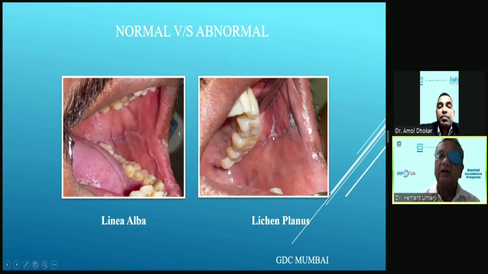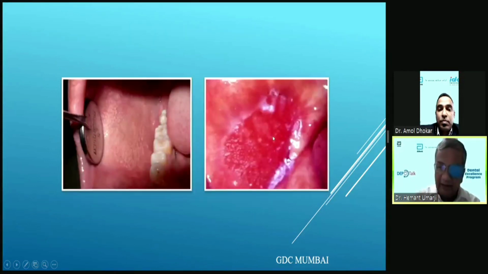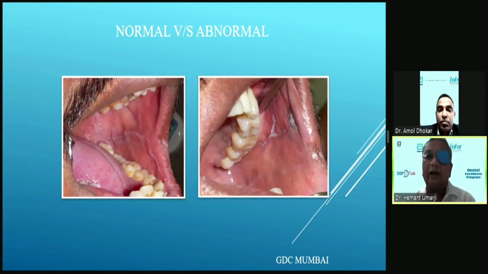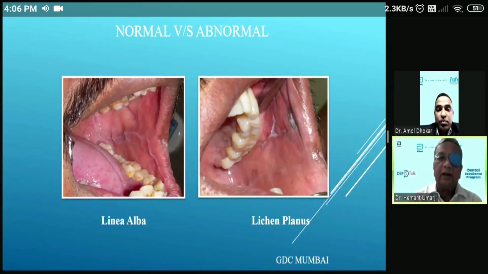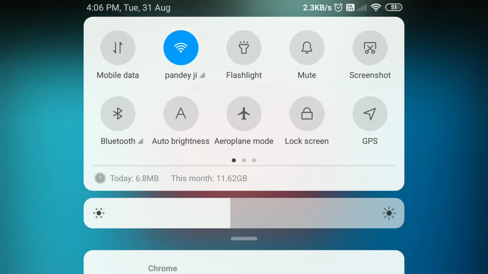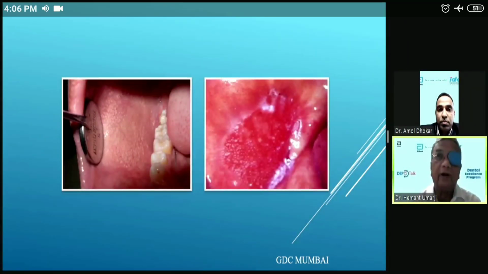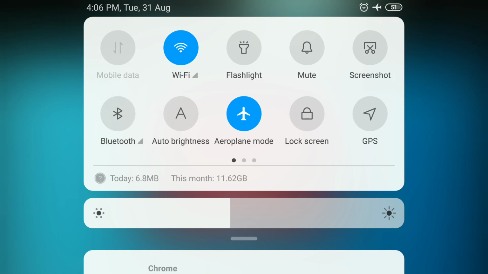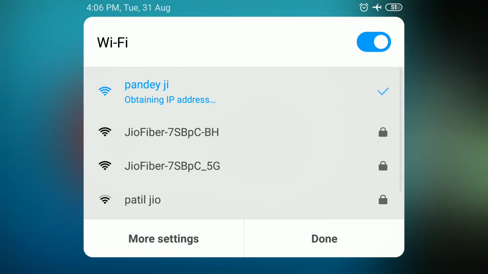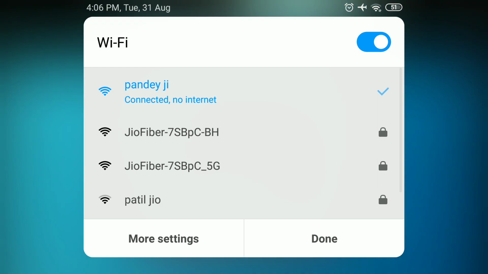Whereas here it is a hyperkeratotic white line, and that is what we call lichen planus, the linear type of lichen planus. Okay. Linea alba and lichen planus. Then we'll see, first, this lecture I will try to divide into a few parts. That is the normal and abnormal variation. Then there will be swellings. Then there will be ulcerative lesions, white lesions, and some miscellaneous lesions.